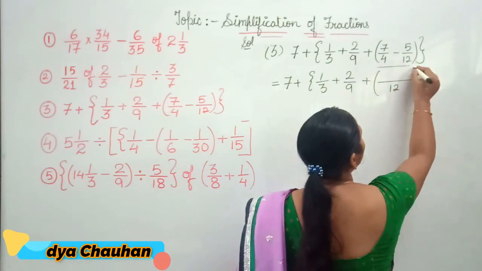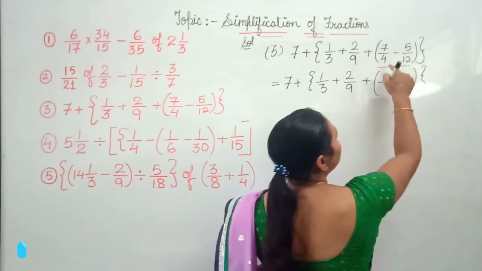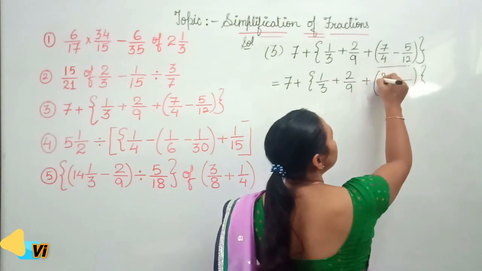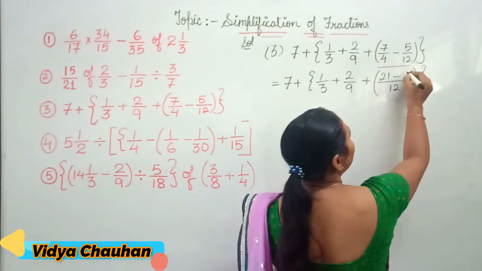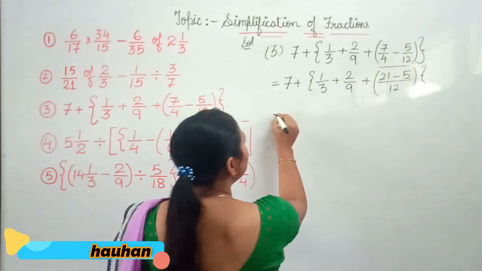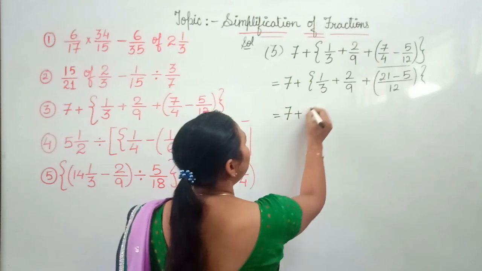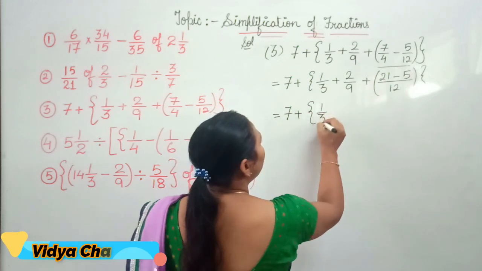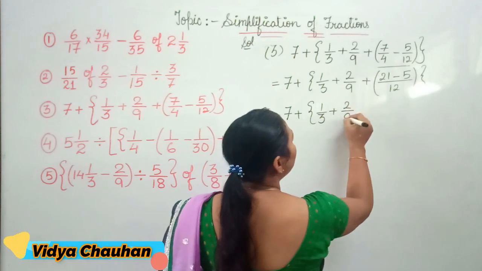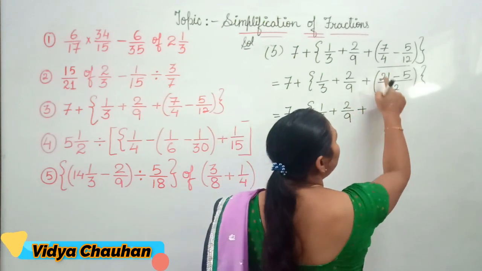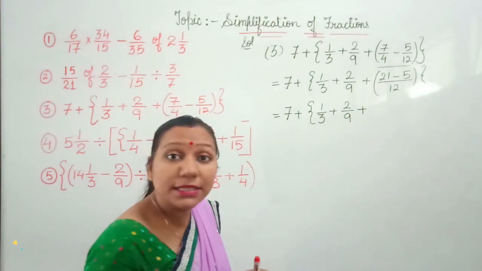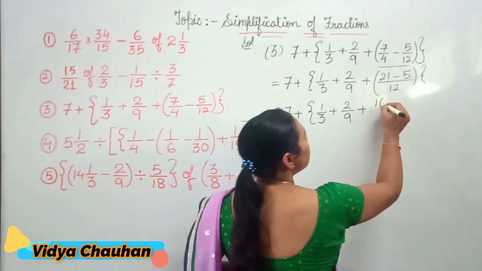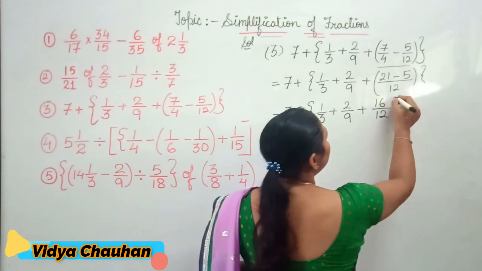So the LCM of 4 and 12 will be 12. Then 4 3 times. 3 sevens are 21, minus 12 1 time, and 1 into 5 is 5. Solving in the next step: 7 plus curly bracket 1 upon 3 plus 2 upon 9 plus bracket here 21 minus 5. What is 21 minus 5? 16. So it will be 16 upon 12.